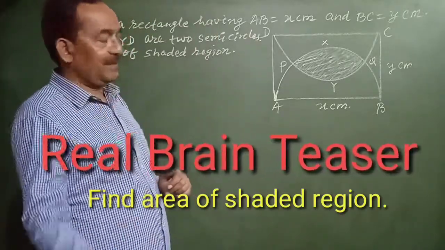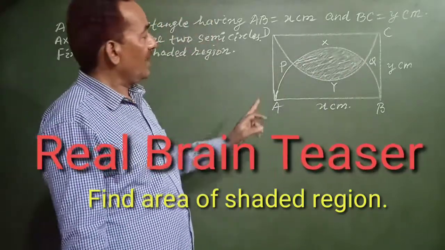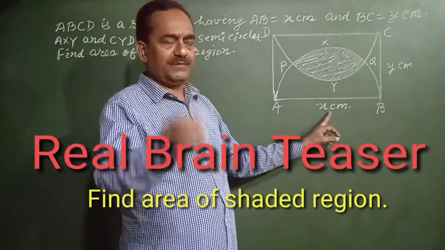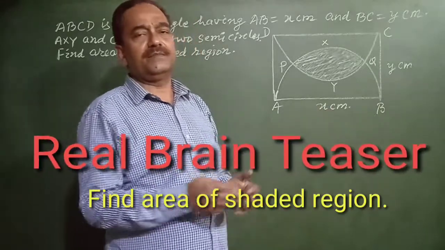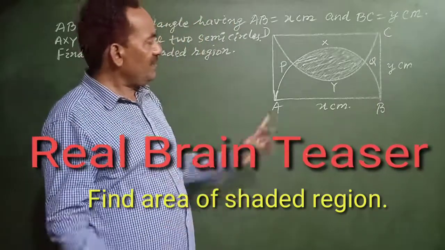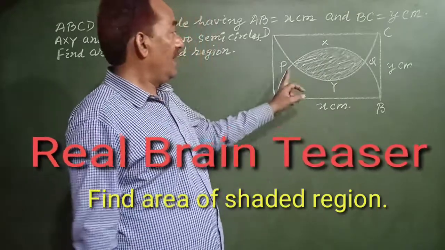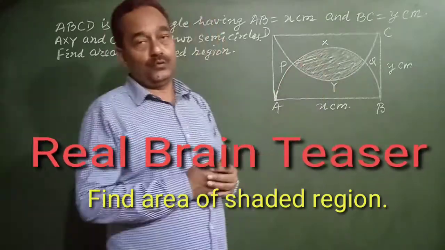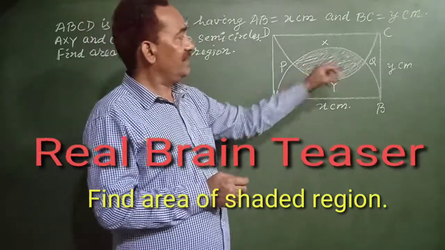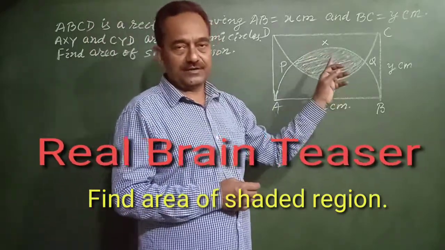Let me explain the question again. ABCD is a rectangle. The length of the rectangle AB is X cm. Suppose this may be 7 cm, 10 cm, any. And BC is Y cm. The two semicircles AXB and CYD intersect each other at points P and Q, and we have to find the area of this shaded egg-like structure.